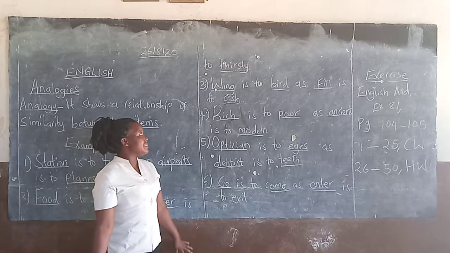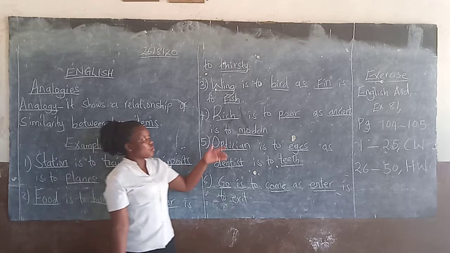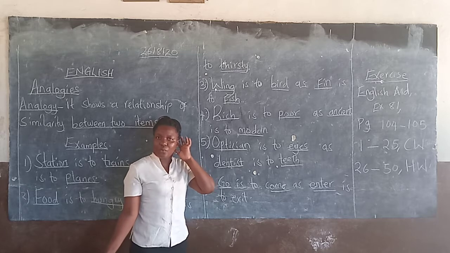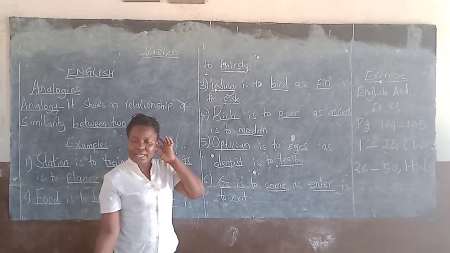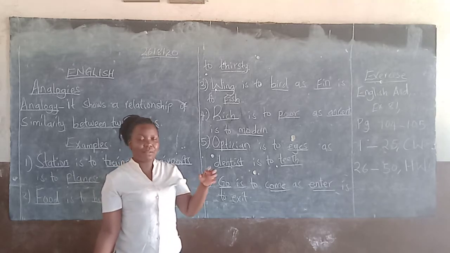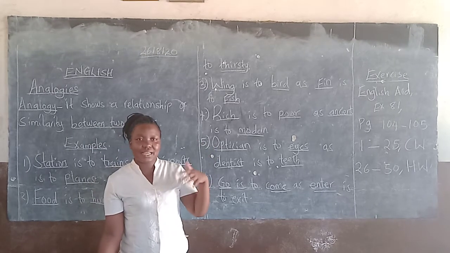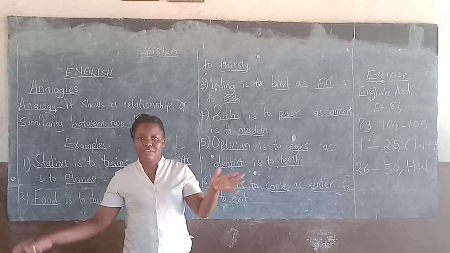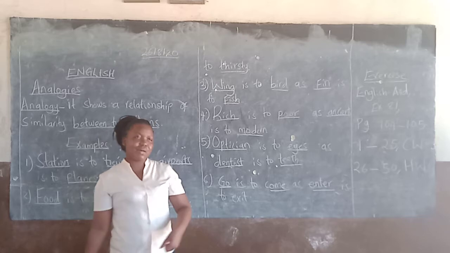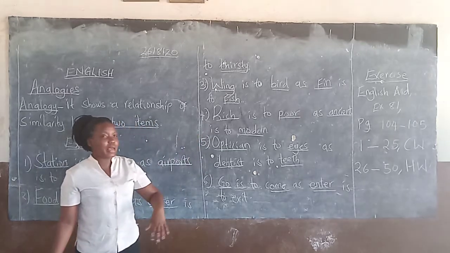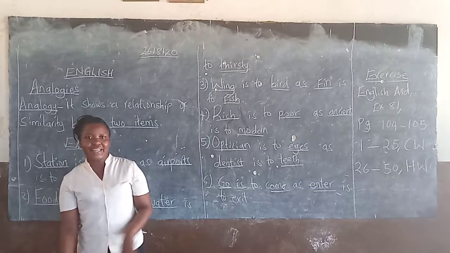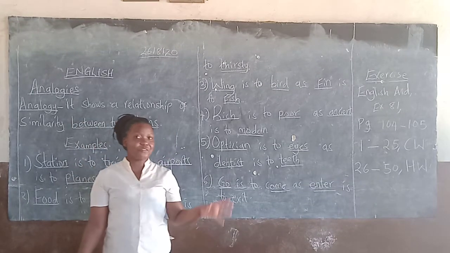Then we have another example here. Wing is to bird. So what is the function of a wing in a bird? The wing assists a bird in its flight. It's like the legs to move. For a bird to move, it must have its wing. The same applies to fish. For a fish to move in water, it is assisted by fins.